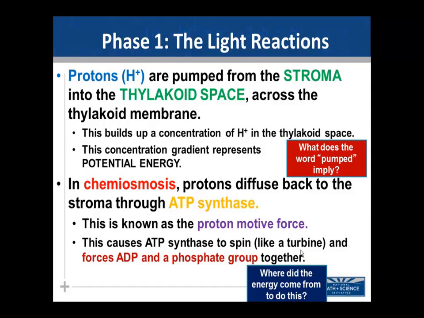Well, why don't they want to be together? Why does it require so much force? Well, remember, ATP has 3 negative phosphate groups all next to each other. They're not happy to be there, so it's going to take a lot of energy to force that 3rd phosphate group onto a molecule of adenosine diphosphate. But when that's done, we have a molecule of ATP.